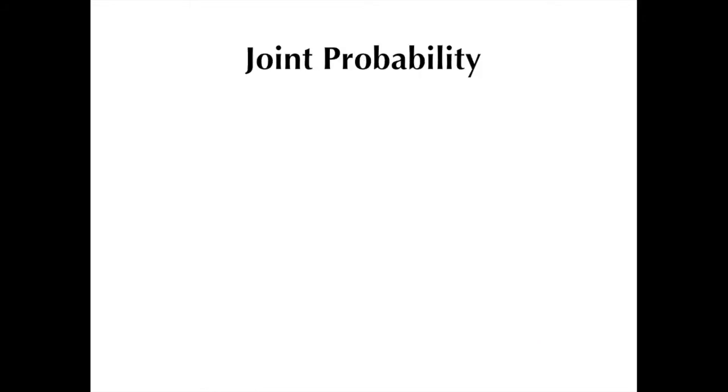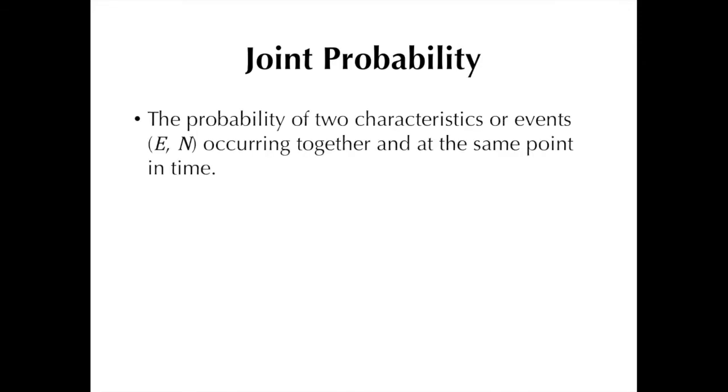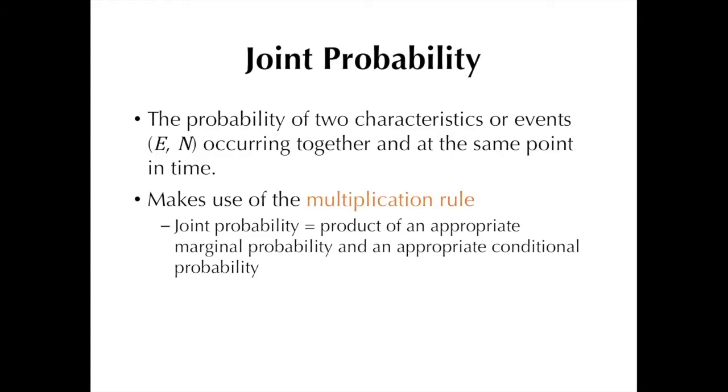Now this type of probability is called joint probability, and is defined as a probability of two characteristics or events occurring together at the same point in time. In the example, these two characteristics were being in the eplerenone group and not having experienced any adverse events. Now this probability makes use of what's called the multiplication rule, which states that the joint probability is equal to the product of an appropriate marginal probability and an appropriate conditional probability.